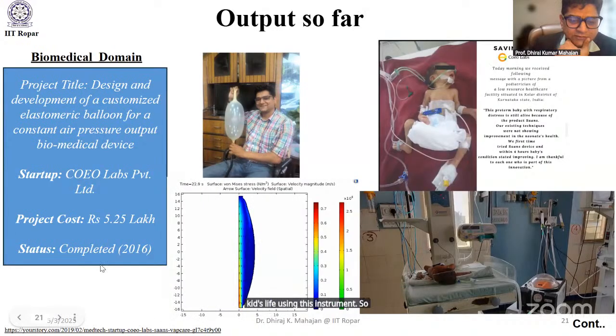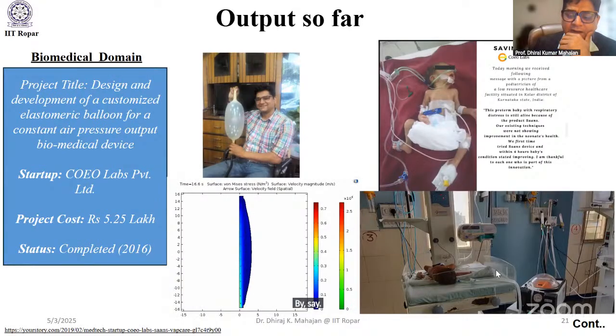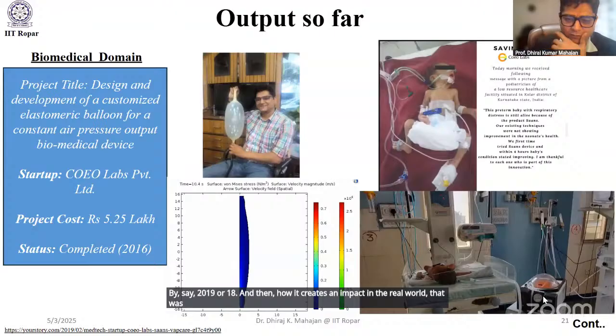So from 2016 to going into the market by say 2018 or 2019, and then how it creates an impact in the real world. That was an amazing thing for me to understand.